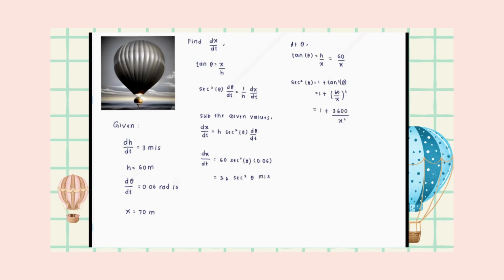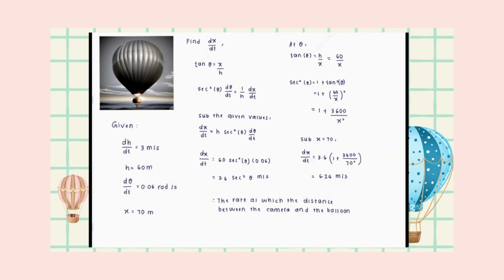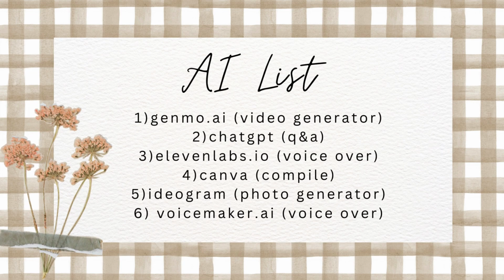For the final calculation, we are using the formula dx/dt equals 3.6 times 1 plus 3600 over x squared. When we substitute x with 70, the final answer equals 6.24 meters per second. Thus, the rate at which the distance between the camera and the balloon is increasing is 6.24 meters per second when the distance is 70 meters.